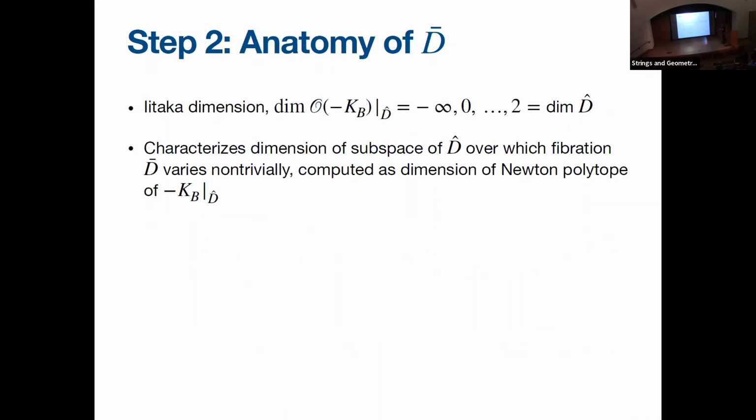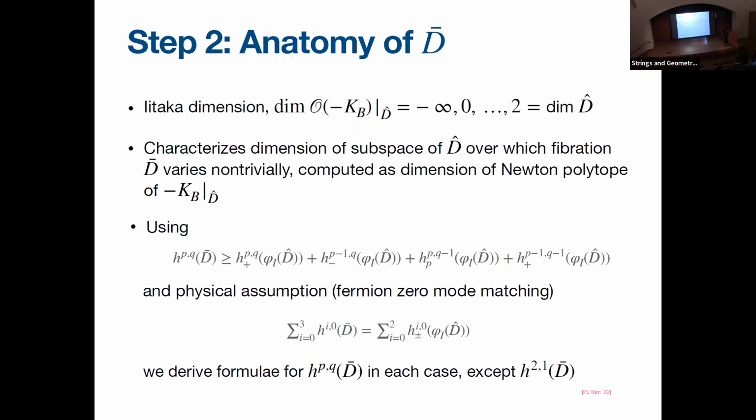So just to focus on two aspects of this mathematical object, the Iitaka dimension, which I denote by dim. It's not literally the dimension of the line bundle, I'm using an abusive notation here. This is something that ranges from -infinity by convention all the way up to the dimension of the thing that it's defined over. And it characterizes the dimension of the subspace over which the fibration varies non-trivially. It can be computed from toric data as the dimension of the Newton polytope corresponding to the anti-canonical divisor class restricted to my prime toric divisor D hat.